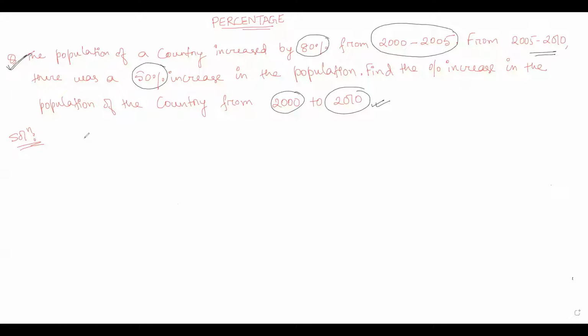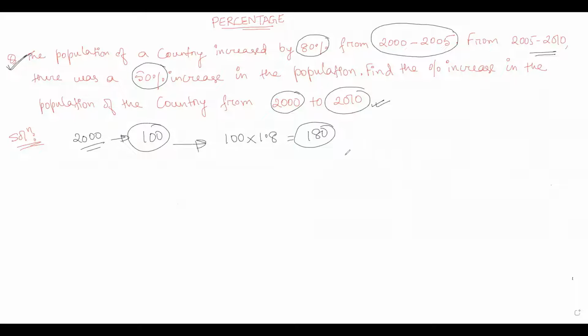So let us assume that in the year 2000, the population of the country is say 100. From 2000 to 2005, there's an 80% increase. So I can say that this 100 has increased by 80%. So it has now become 1.8 times. So this would be 180. So the population in 2005 is 180.